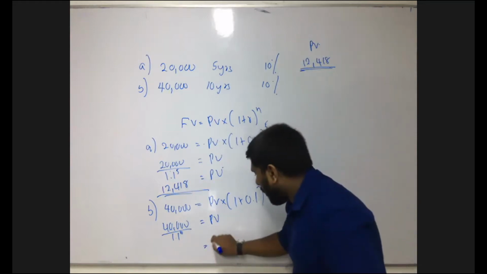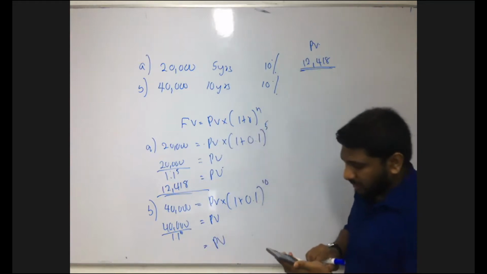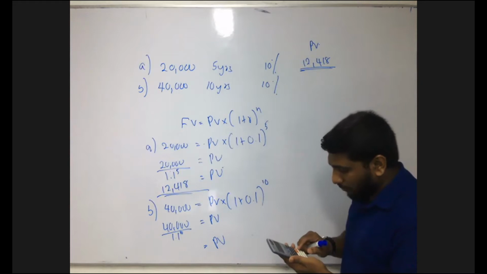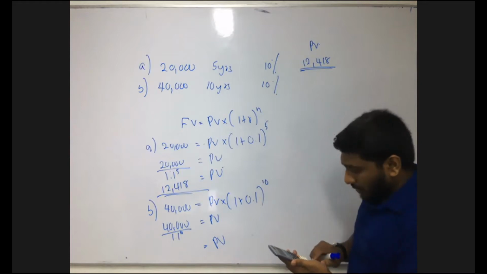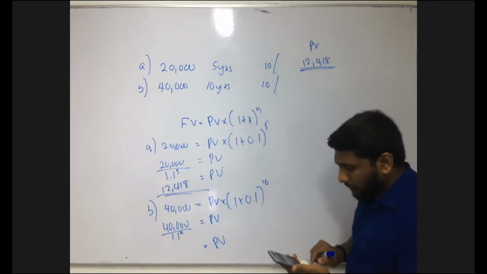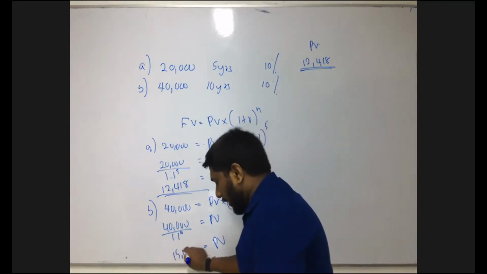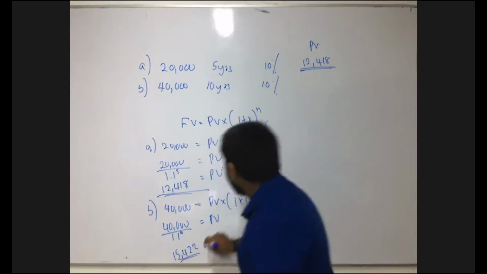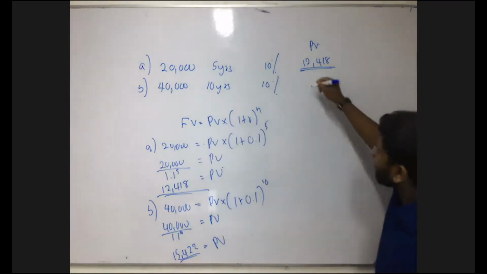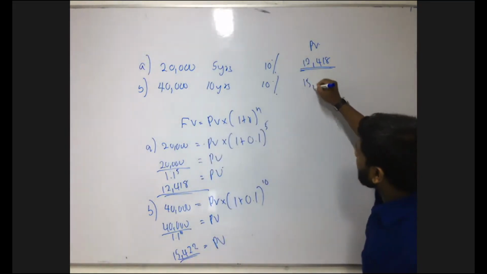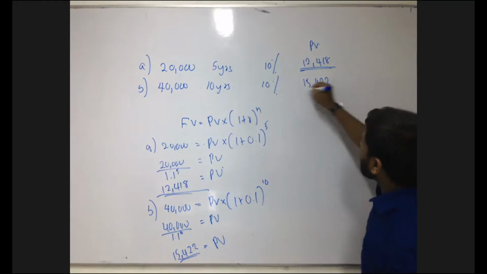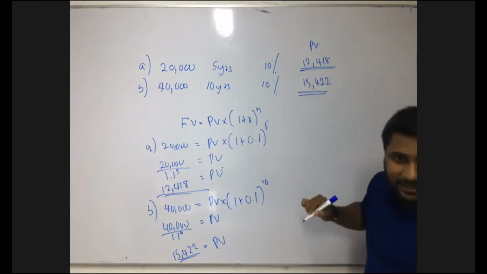What's the answer? 40,000 divided by 1.1 to the power 10. How much is that? It is 15,422. Guys, look at this.